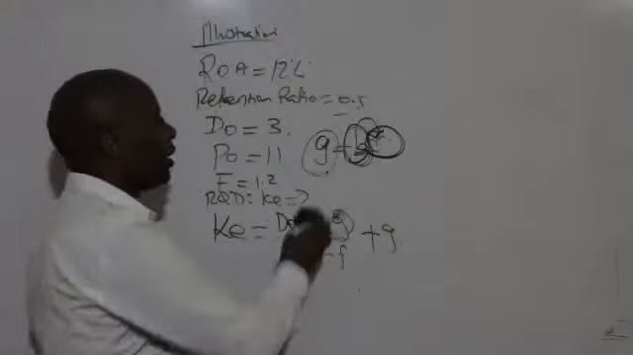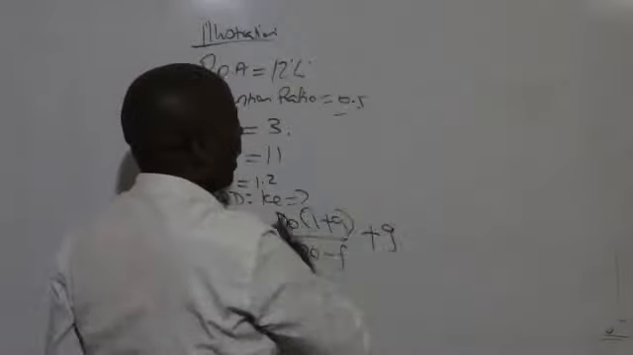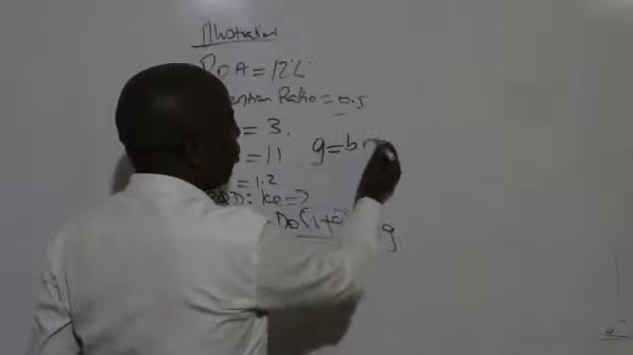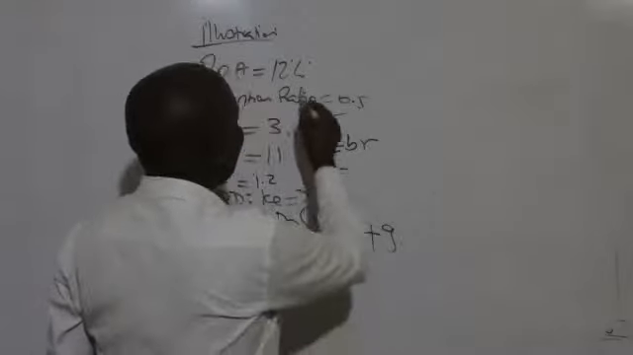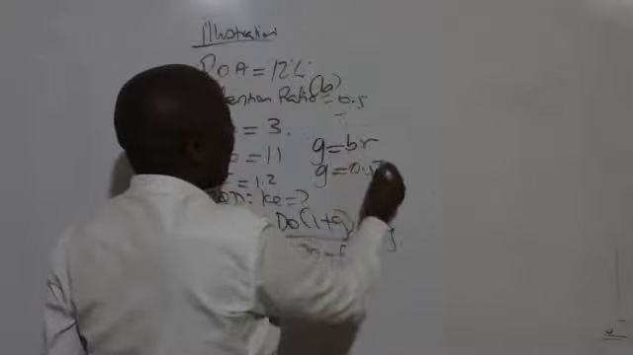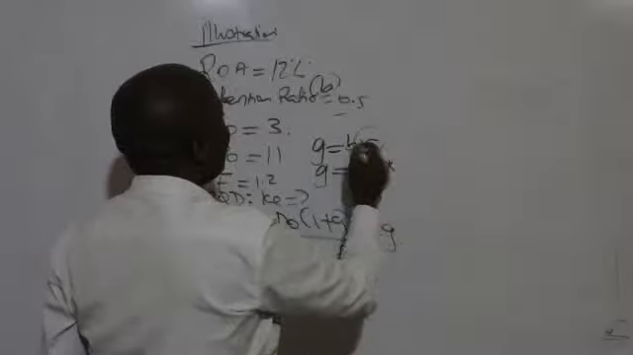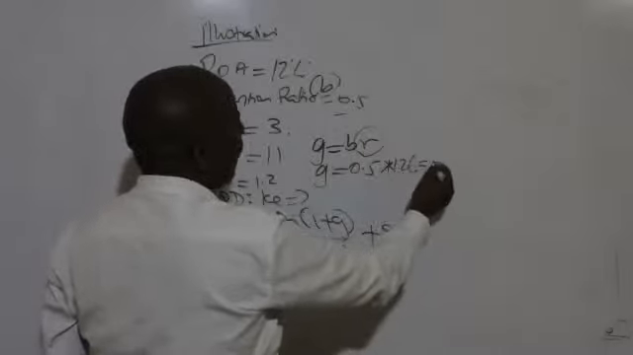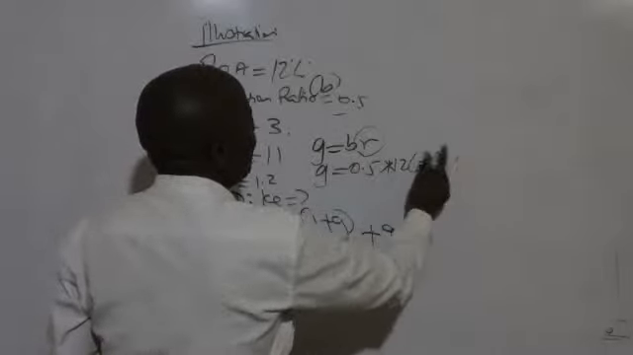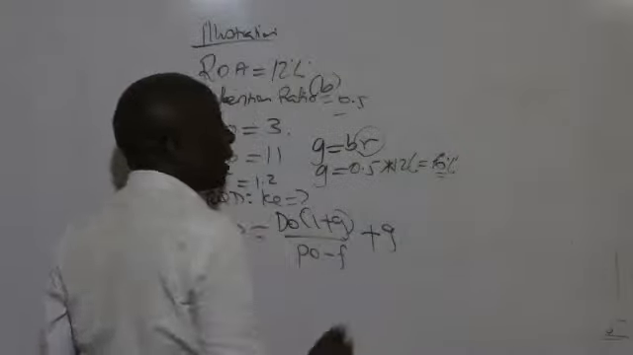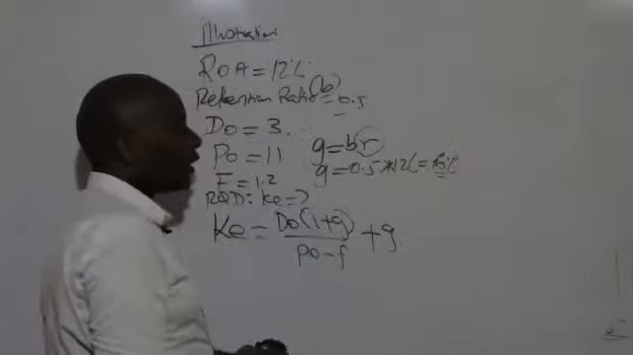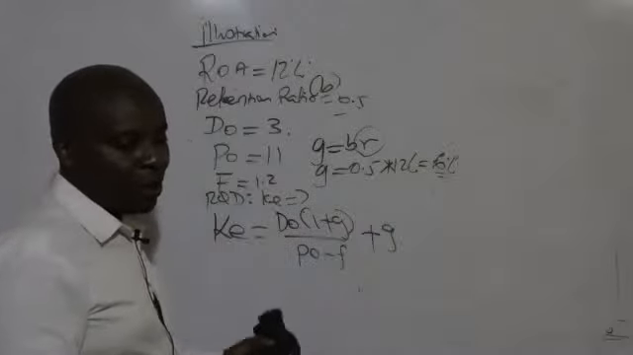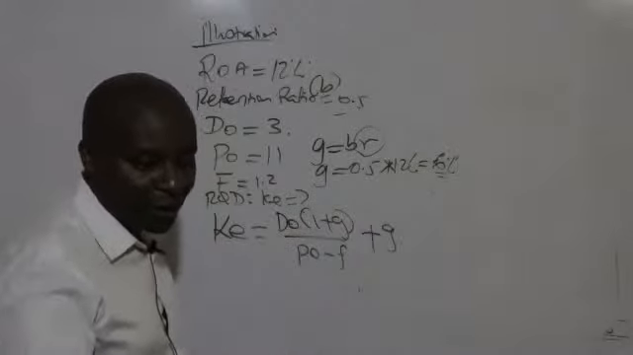So our G equals who? Equals BR. Our G, ladies and gentlemen, equals BR. So our G will be equal to B. B is the retention, which is 0.5, and our R is this 12%. So basically our G will be 6%. This is the same as 0.06 like that. Now, having gotten that, getting my PO is a walk in the park. Check the question.